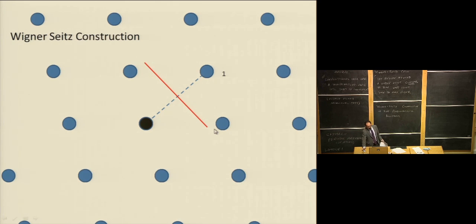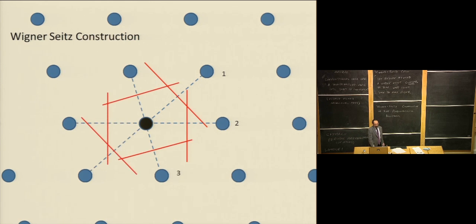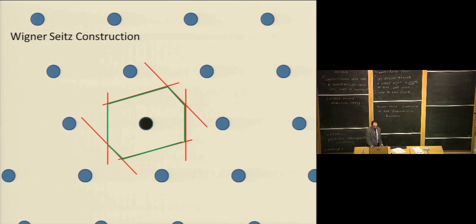Now, let's do that with another point over here, this point 2. And now we have this vertical perpendicular bisector, and everything on the left-hand side of the vertical line is closer to the black point than it is to the blue point labeled 2. And you do the same thing for 3, and 4, and 5, and 6, and all the way around until you wall off a region, and everything in that region, which I've now colored green, is closer to the black point than it is to any of the other blue points. Okay, is that clear how that works?